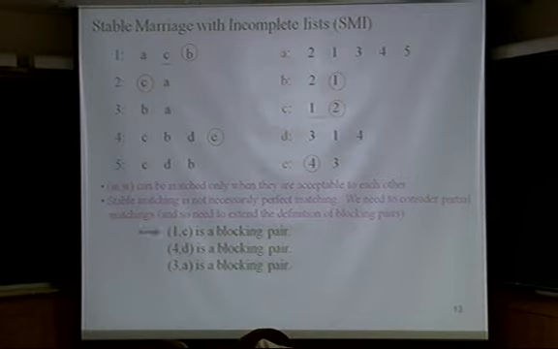1C is a blocking pair for the same reason. And 4D is also a blocking pair. 4 can improve by matching with D, and D is currently single but includes 4 in the preference list, so it is defined as a blocking pair. And the last one is a trivial blocking pair. Both 3 and A include each other on the list, but both of them are single. This is also a blocking pair.